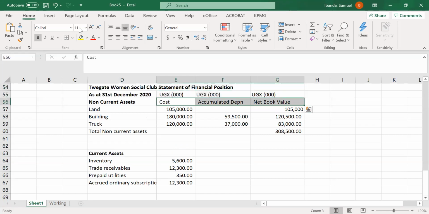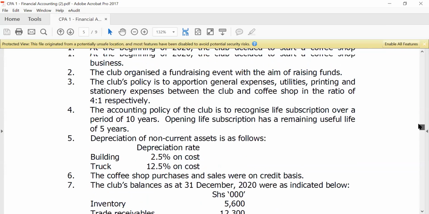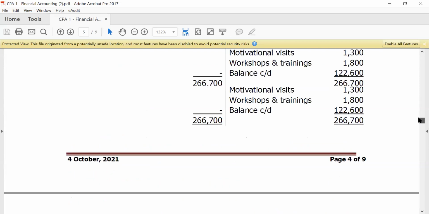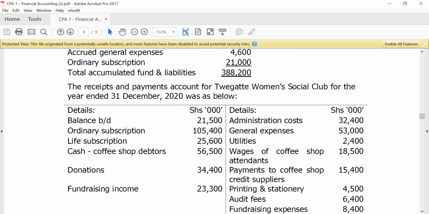What does that mean? That means, do we have any other current assets? Come and look for it. Here we've been able to exhaust. There's nothing in the additional information. There's nothing in the receipts and payments. So that is what we have under current assets.